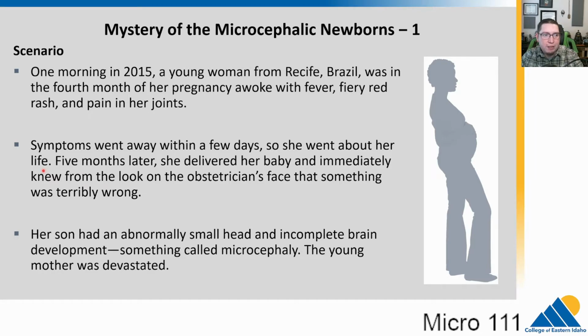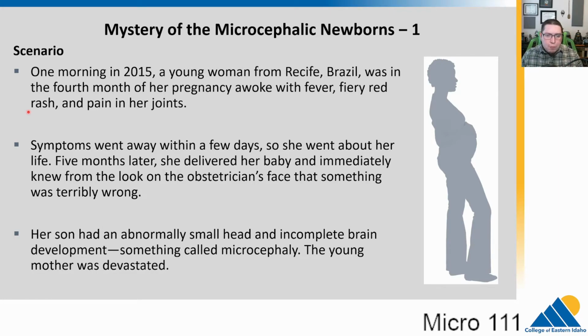Okay, so here's a case study. It's 2015, we have a woman in Brazil. She's in the 4th month of her pregnancy, and she wakes up with a fever, fiery red rash, pain in her joints. So that is kind of general, right? We've seen a lot of diseases that might have this, aches and pains, things like that. So clearly this is the immune system responding to some sort of infection. The symptoms go away within a couple of days, so she doesn't think about it anymore.